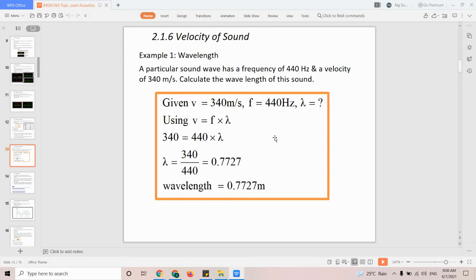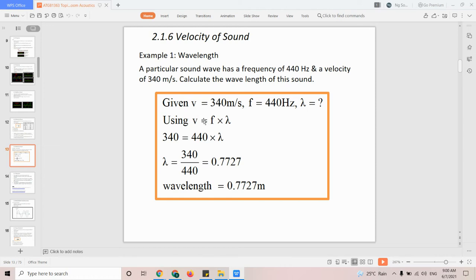Okay, so just an example of how a wavelength formula can be used in a question. This is a very simple example. You have a sound with 440 hertz, and then you have a velocity of 340 meters per second for this sound wave. So we can calculate what is the wavelength of this sound using the formula given.